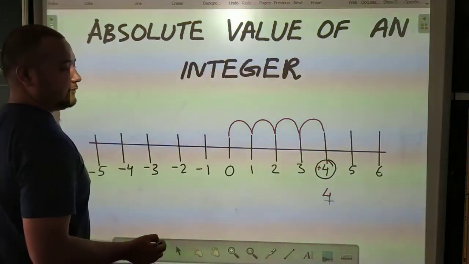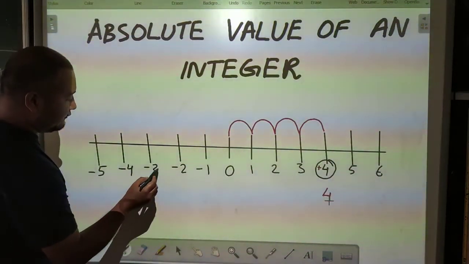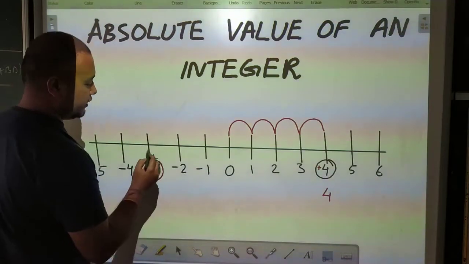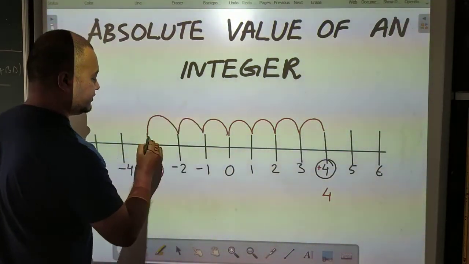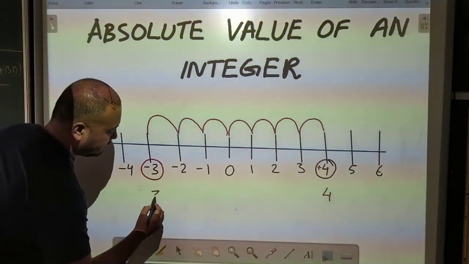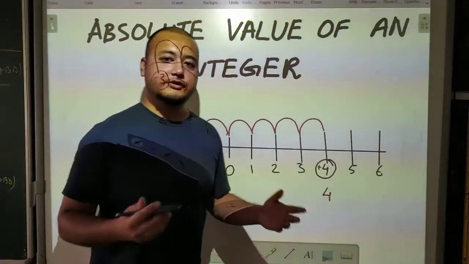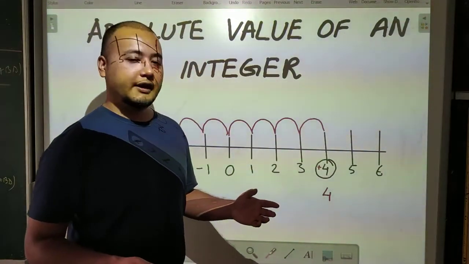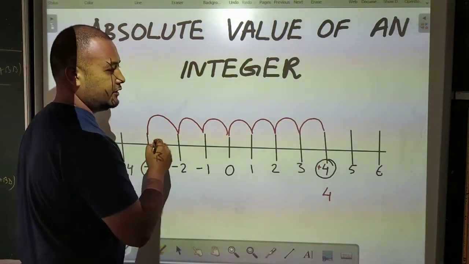In the same way, if I come to the other side, what is the absolute value of minus 3? What is its distance from 0? So 1 jump, 2 jumps and 3 jumps. So even though the value is minus 3, the absolute value is 3. So the absolute value is always positive. It is never negative. It only means the distance or the jumps you make from 0.